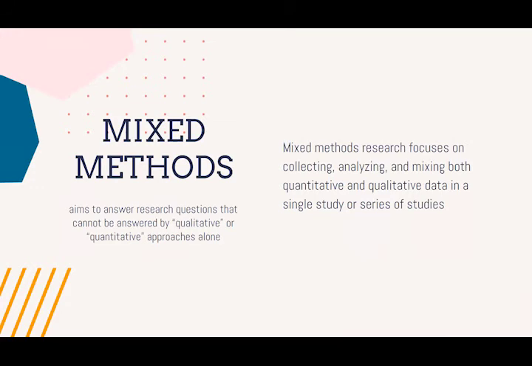We have method triangulation, which is using multiple methods of data collection and analysis. We have data triangulation, which is collecting data from several sources or at different time periods. And we also have researcher triangulation, where multiple researchers collect and or analyze the data. And last, we have theory triangulation, where multiple theories and or perspectives are used to interpret and explain the data.